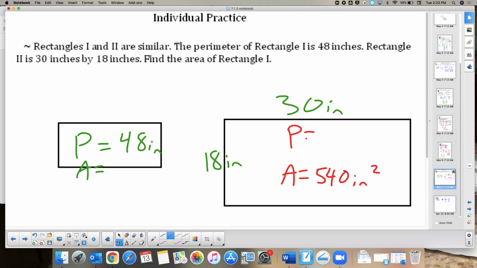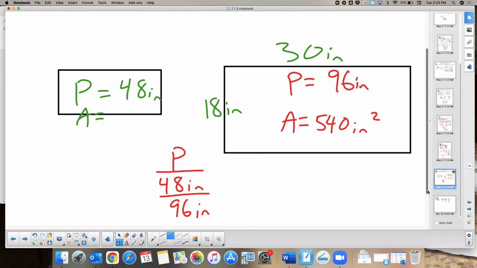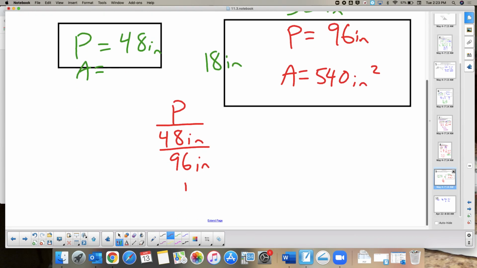We can also find the perimeter of rectangle 2. 30 plus 18 plus 30 plus 18 gives us 96 inches. So when we're looking at what we can match up here, we can match up our perimeters in this case. I got 48 inches over 96 inches. 48 over 96 reduces to 1/2. So the ratio of my sides would be 1/2. The ratio of my areas then is 1 squared, which is still 1, over 2 squared, which is 4.